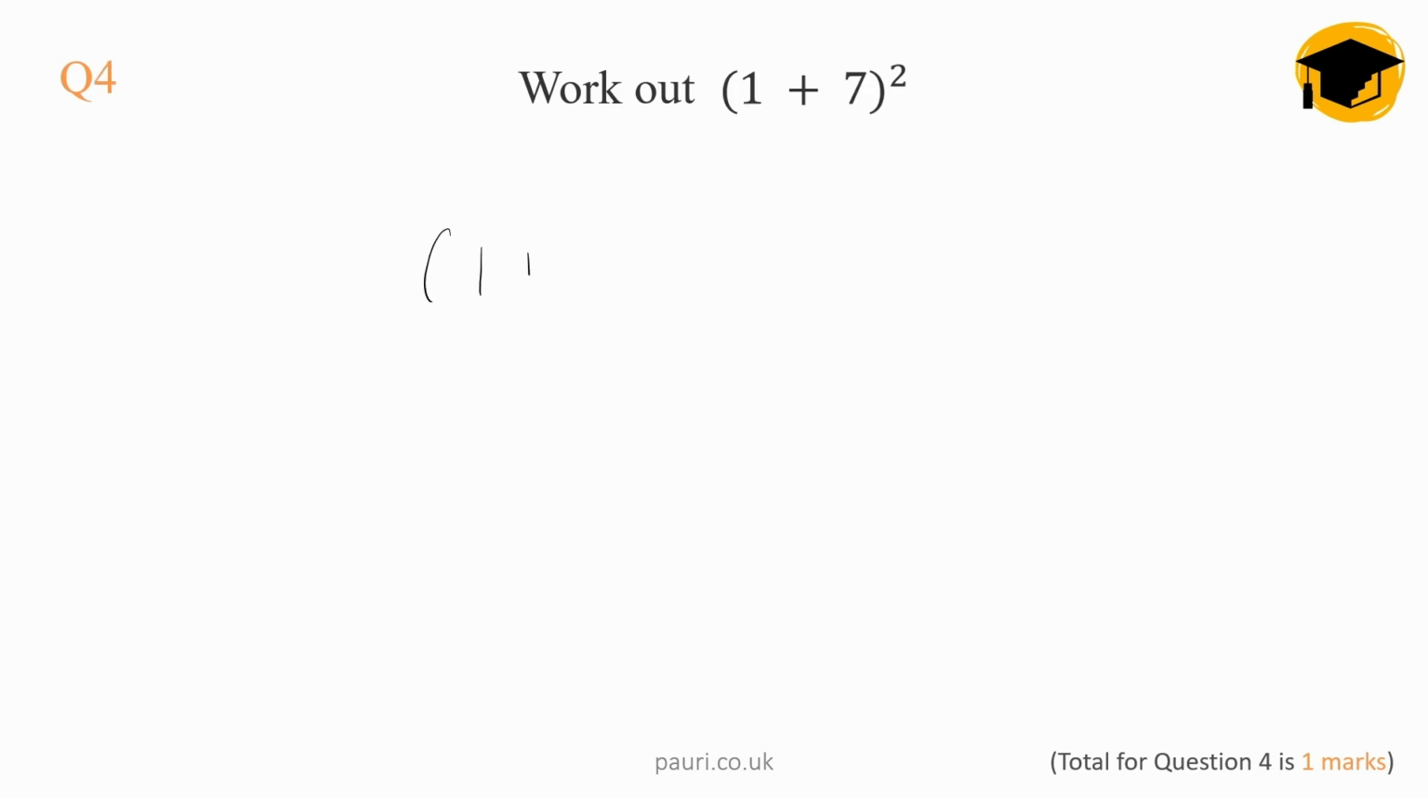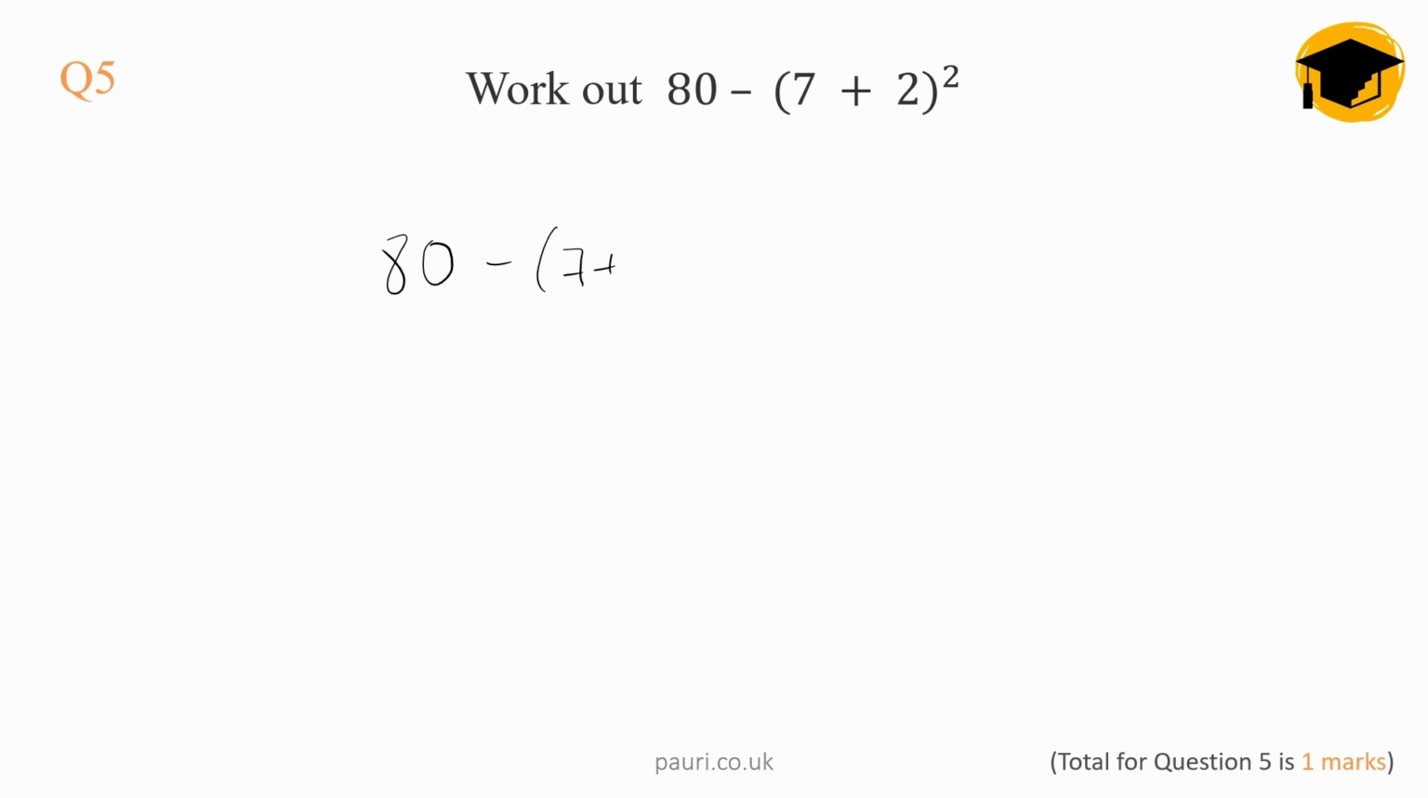Next question, 1 plus 7 squared. BIDMAS, do brackets first. Everything inside the bracket first. 1 plus 7 is 8 squared. 8 times 8 is 64. Easy, 1 mark.